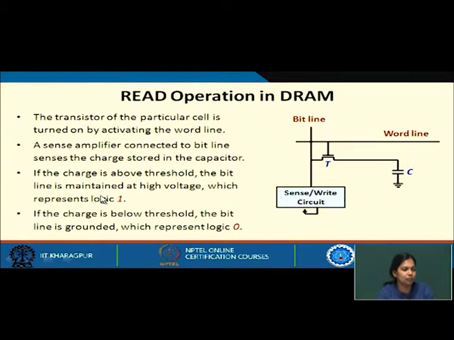Now, we see that if we read a cell, automatically it is getting refreshed, because we are keeping the required data that is to be stored in this capacitor. So, if it is 1, then this is made on and we sense the charge in the capacitor, which automatically refreshes it. In the same way, if 0 is there, this also automatically refreshes this.